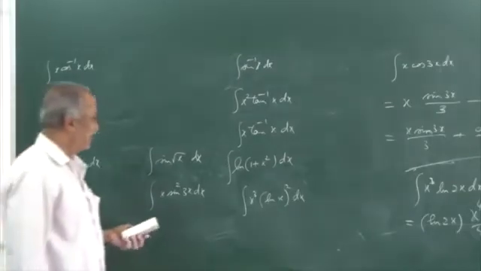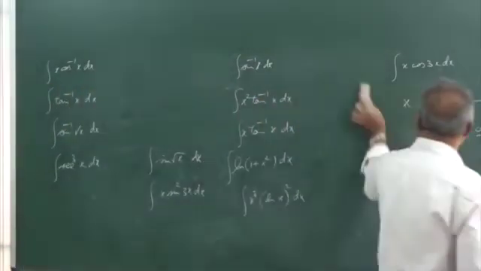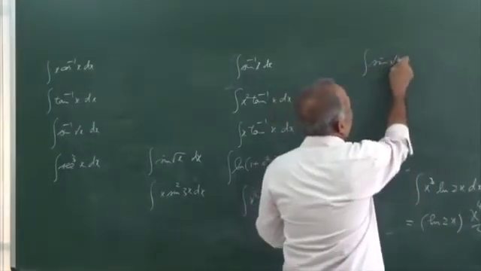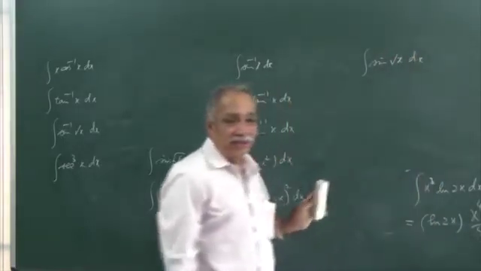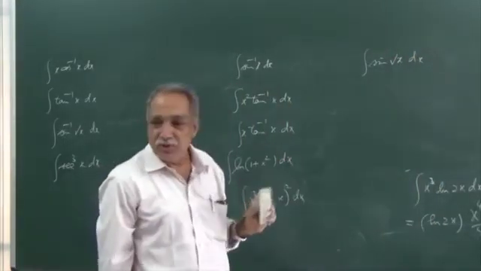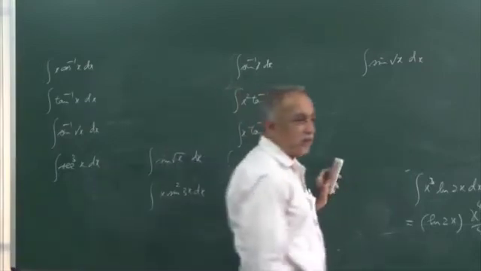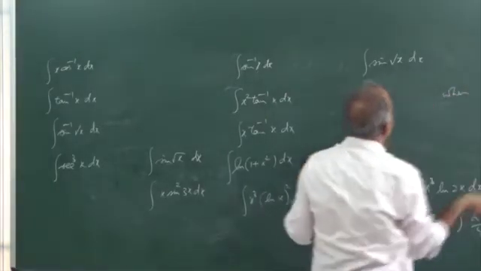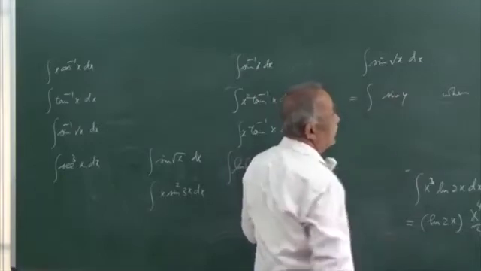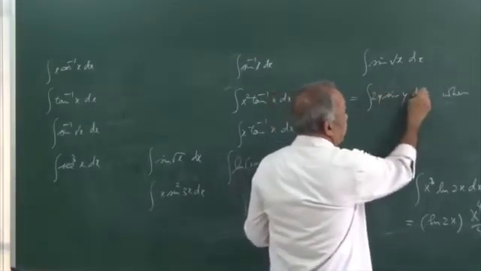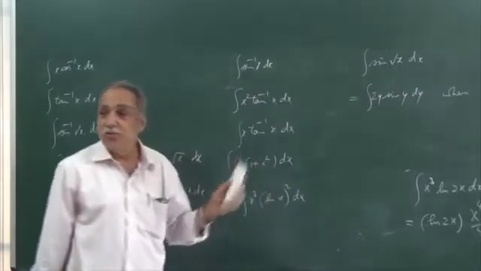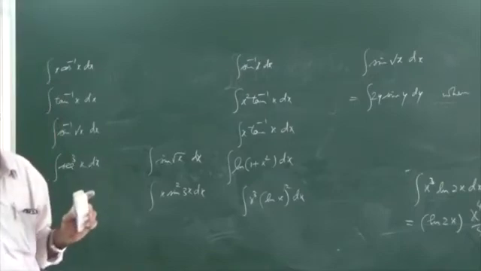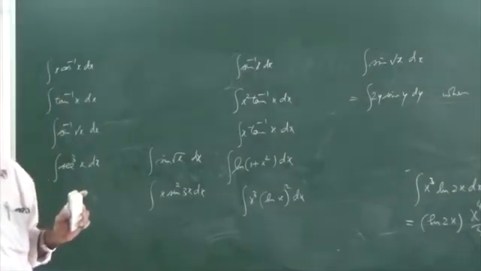Sin root x. Before applying the method, I will make use of a substitution. The substitution I try will be root x equal to y, x equal to y square. Sin root x is sin y and dx is 2y dy. Now you proceed to apply integration by parts, taking y as first function, sin y as second function.